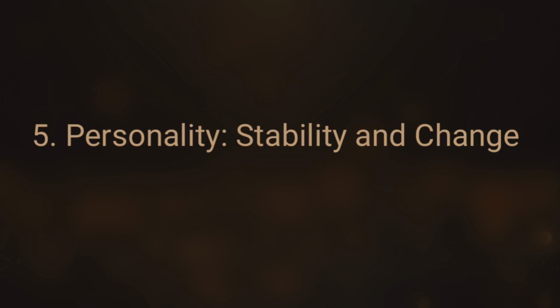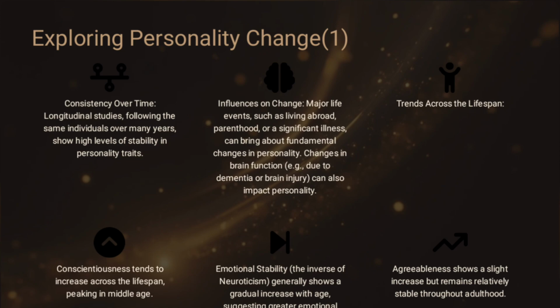So now, personality stability and change. Exploring personality change. Consistency over time: longitudinal studies following the same individuals over many years show high levels of stability in personality traits. Influences on change: major life events such as living abroad, parenthood, or a significant illness can bring about fundamental changes in personality. Changes in brain function, for example due to dementia or brain injury, can also impact personality.